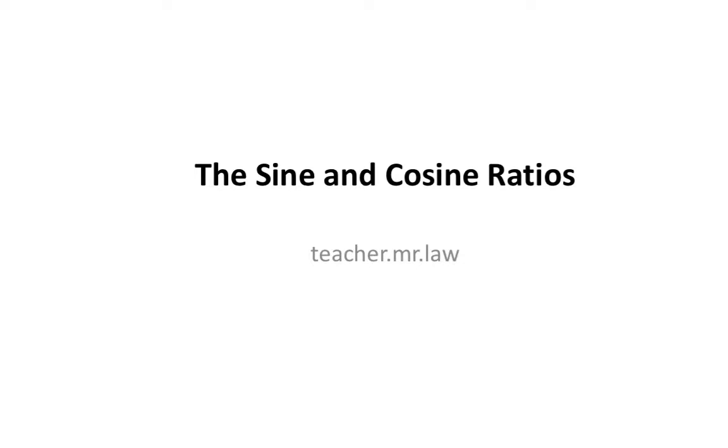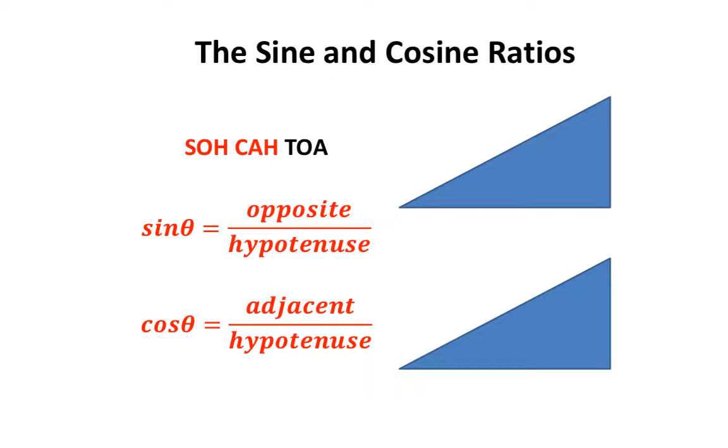In today's lesson, we'll be learning about the sine and cosine ratios. In a previous lesson, we learned that SOHCAHTOA was a mnemonic that helped us remember the three main trigonometric ratios. SO has the letters S, O, and H. S stands for sine theta, O stands for opposite, and H stands for hypotenuse.